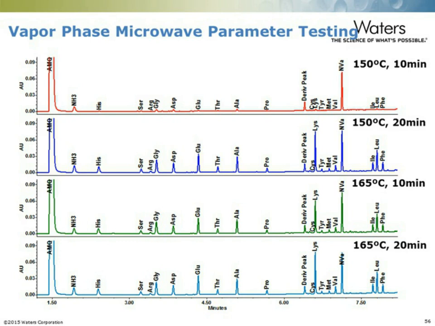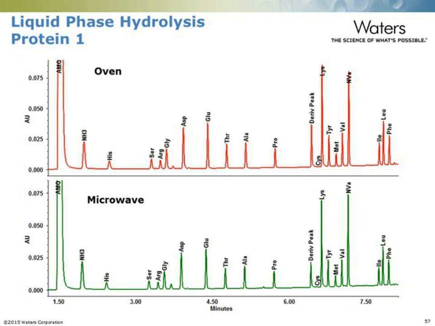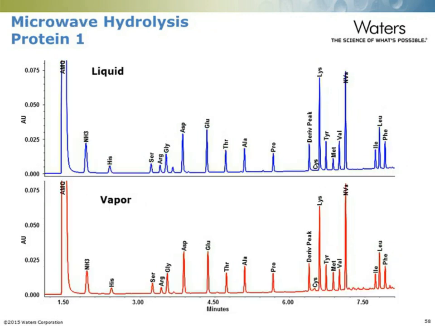We can get the same results doing liquid phase hydrolysis in the oven and in the microwave. We just get them 23 hours sooner. And we get the same results doing liquid and vapor phase hydrolysis for purified proteins in the microwave.